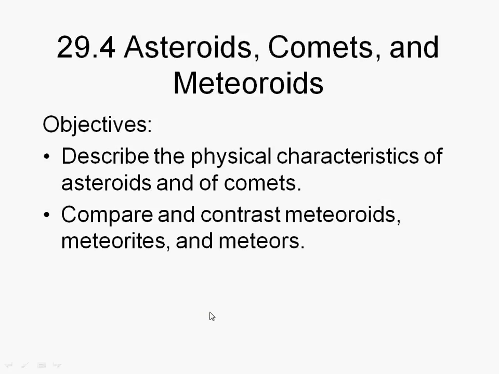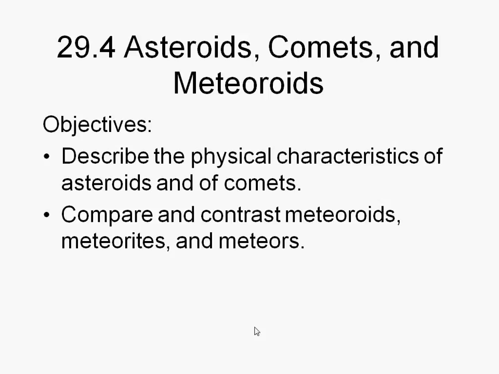Okay, 29.4, asteroids, comets, and meteoroids. Real exciting. I love this section just because of all the amazing things that happen during that period. It's exciting, and we get to see a lot of it in our nighttime sky, sometimes in our daytime sky.